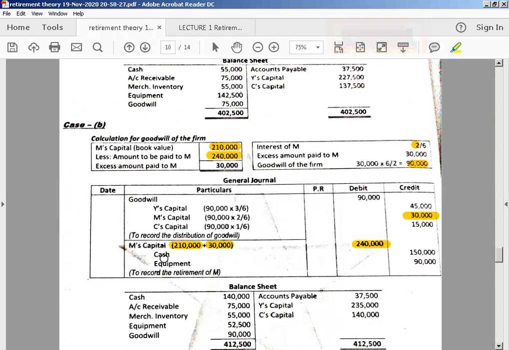Now we have the cash and equipment values. Cash he has 150, and then equipment we have 90,000. Clear? Hope so. It is very much easy and easily understandable by you all. Now I proceed towards the next question which is related to bonus.